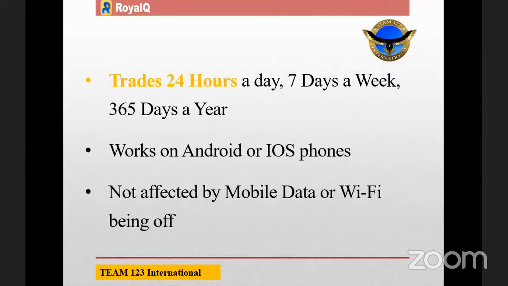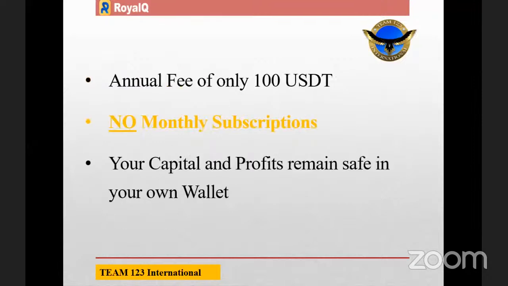So this is what I want you to understand, that if you are using what we call the artificial intelligence kind of system, it is not affected by mobile data or Wi-Fi being off. It is not. So whether you are online or you are offline, you can still be in position to make money. Your robot keeps on going with work.